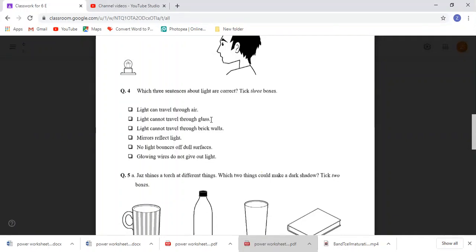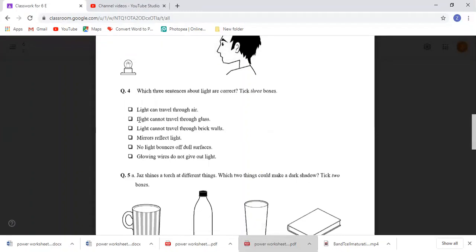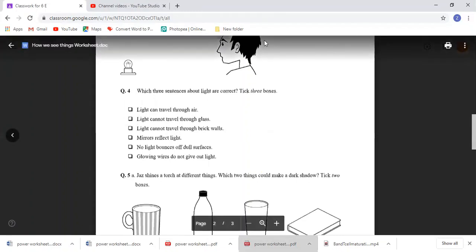Light cannot travel through glass. So now glass is basically transparent in nature, right? So light can easily pass through the glass. So we can say that light does travel through the glass, and light can travel through the air as well. So this one, part B, is going to be wrong, right? So this one, we're going to rule this out.